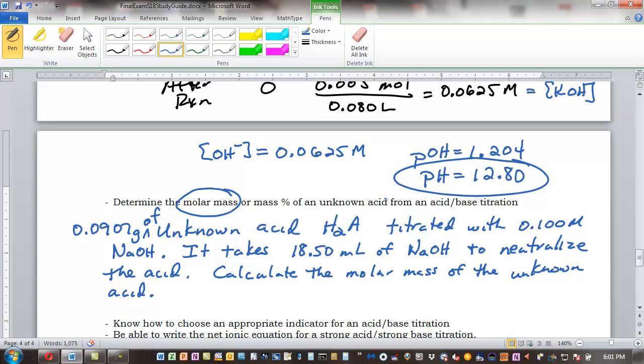All right, so we're going to weigh out 0.0907 grams of an unknown acid. It is a diprotic acid, H2A, and it's titrated with 0.1 molar sodium hydroxide. It takes 18.5 milliliters of sodium hydroxide to neutralize the acid. Calculate the molar mass of that unknown acid. So what should we get first?